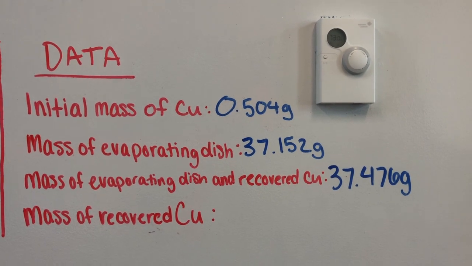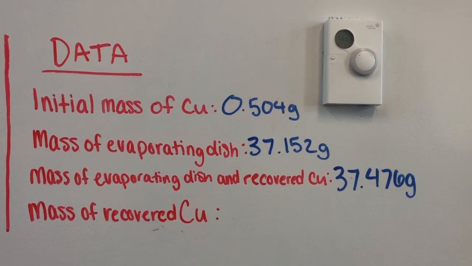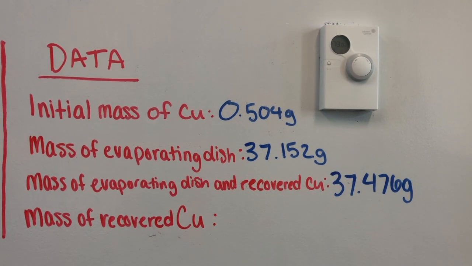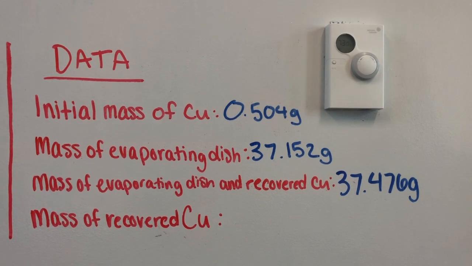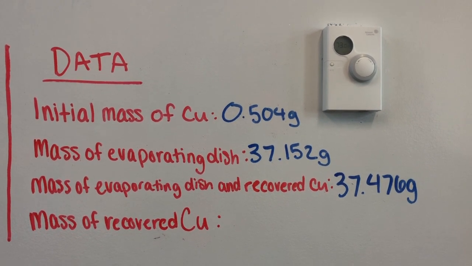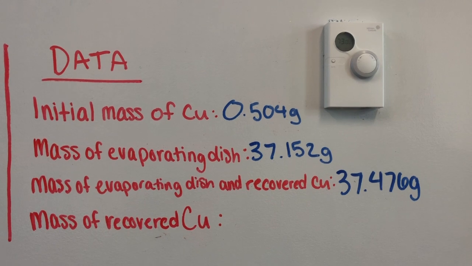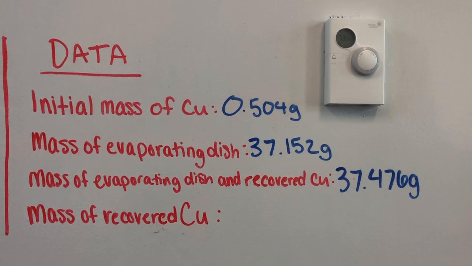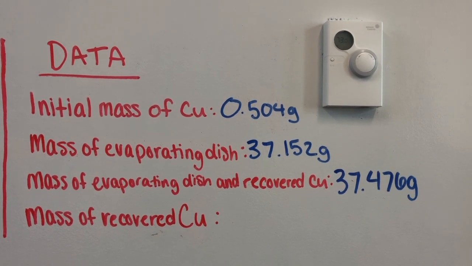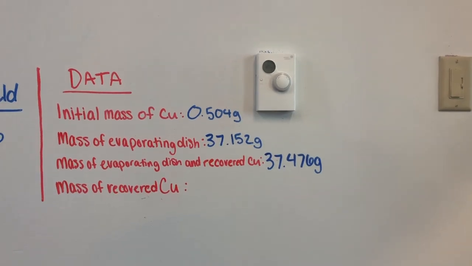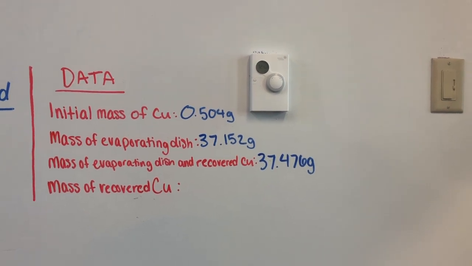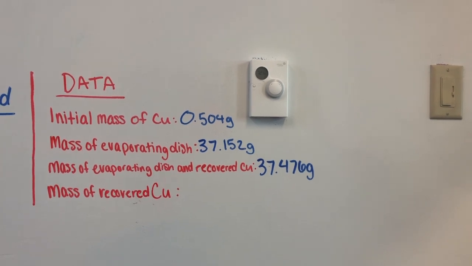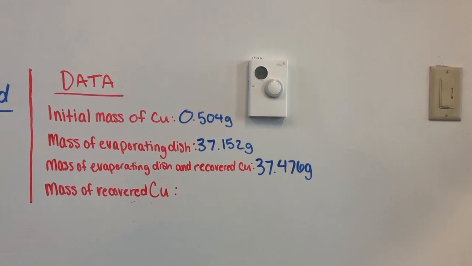The data that was obtained from the experiment is shown on this chart. The initial mass of the copper was 0.504 grams. The mass of evaporating dish was 37.152 grams. The mass of the evaporating dish and recovered copper after the experiment was 37.476 grams. To find the mass of the recovered copper, the mass of the evaporating dish has to be subtracted from the mass of the evaporating dish and recovered copper.